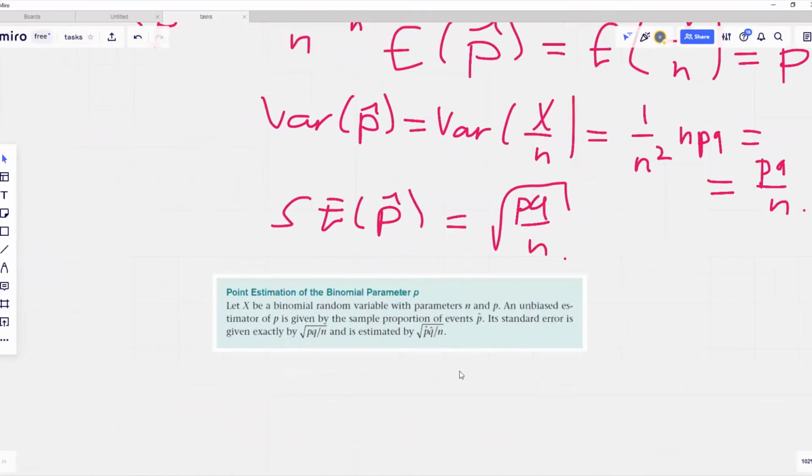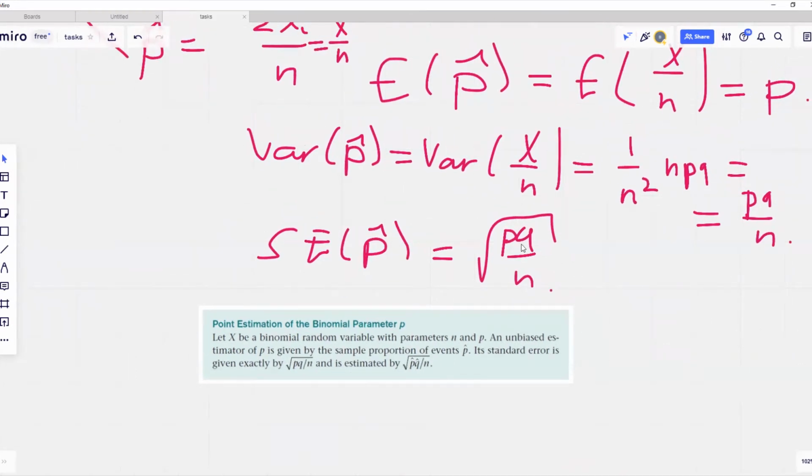So let's summarize our findings. Let X be a binomial random variable with parameters n and p. The unbiased estimator of p is given by the sample proportion of events, p hat. Its standard error is exactly given by the root of pq over n, and is estimated, if we substitute p by our estimator p hat, by the root of p hat q hat over n, where q hat is equal to 1 minus p hat.